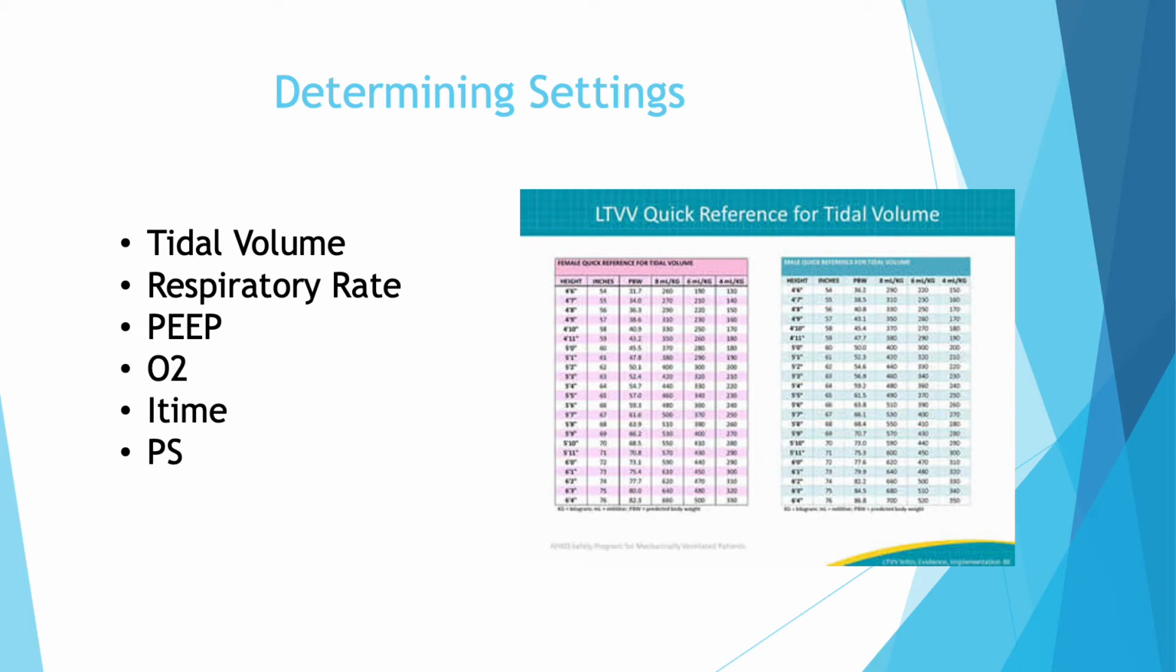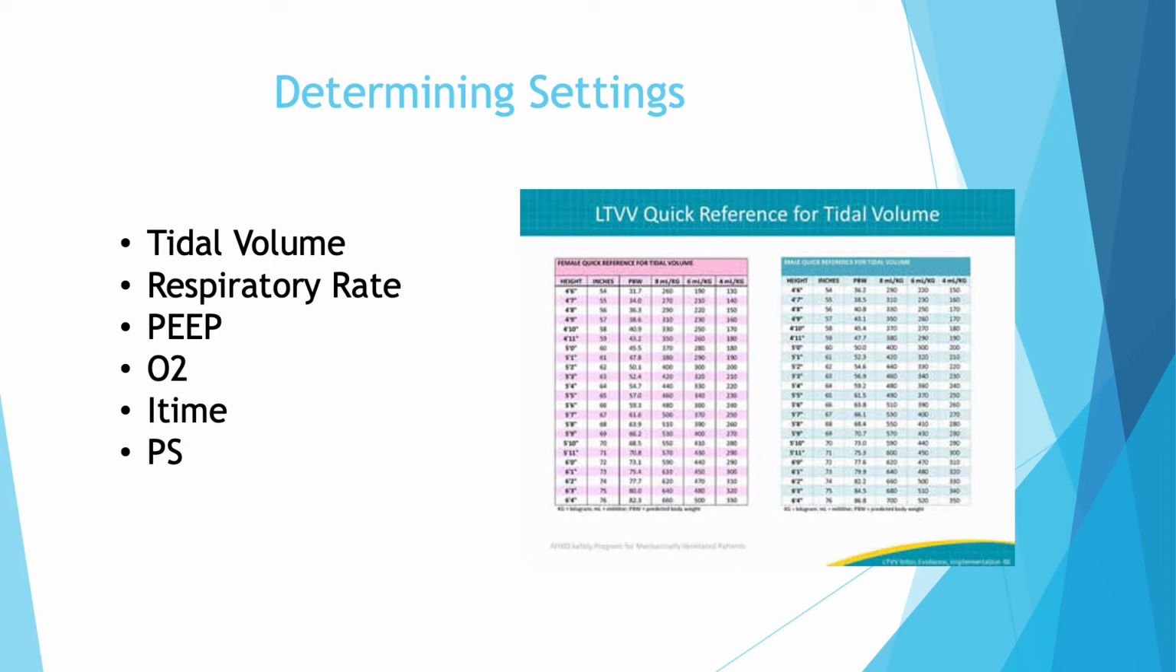Normal respiratory rates run around 12 to 20, depending on a patient's arterial blood gas that you might have before you place a patient on the ventilator. You would adjust this accordingly compared to the rate they had before they came on a ventilator.